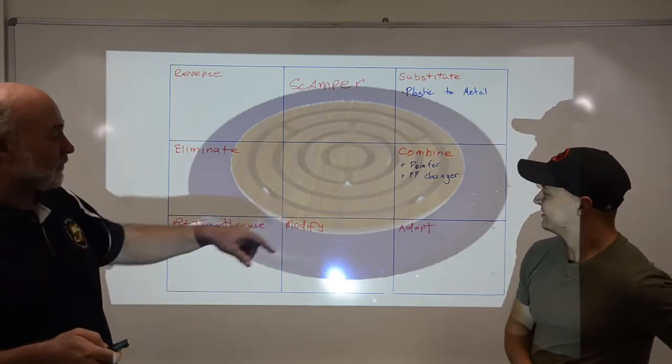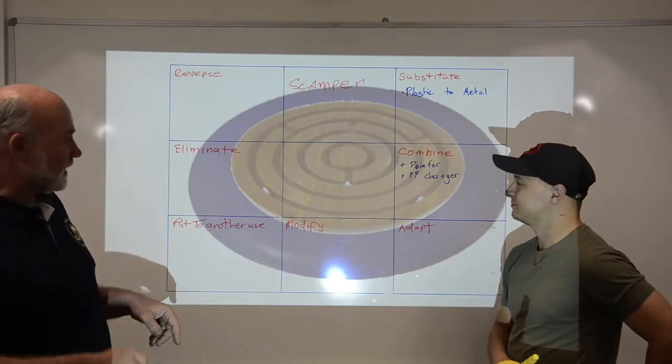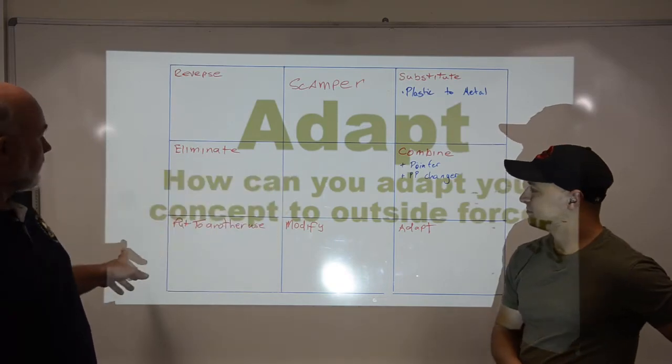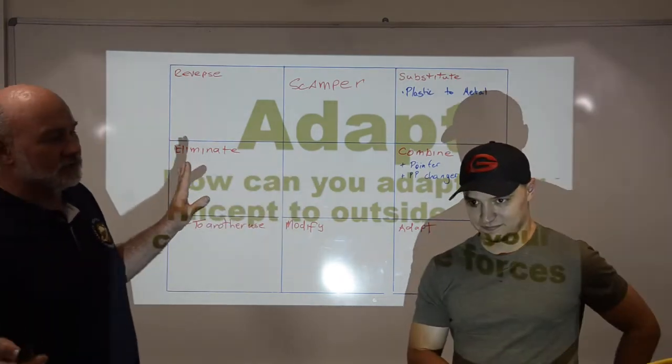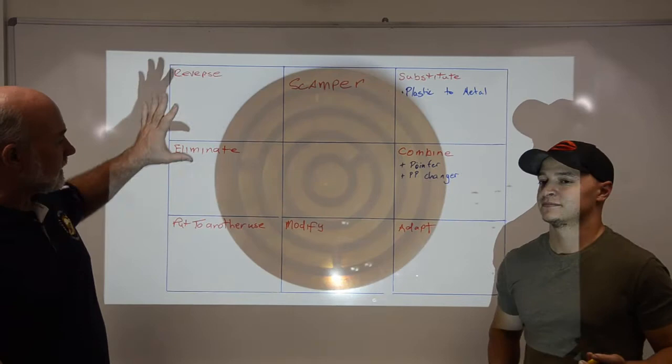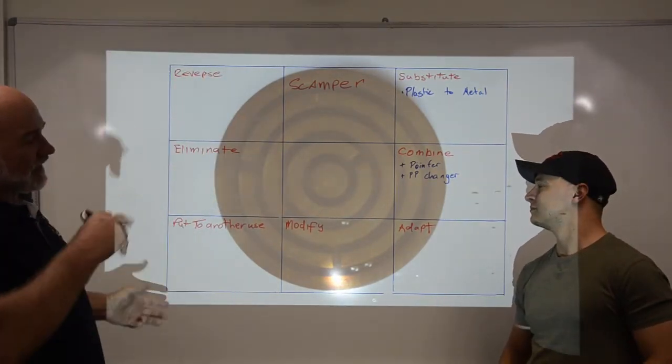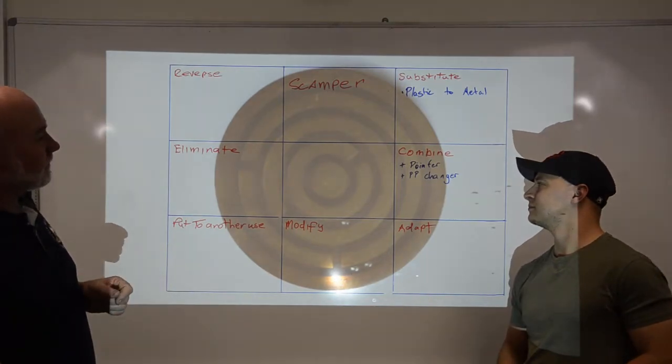The next thing we're going to do is adapt. So if I can ask for some help here, adapt. How can you adapt your concept to outside forces? Okay, so if we look at my design, that's the design that I want to modify to make something else. How do you think I could adapt that?